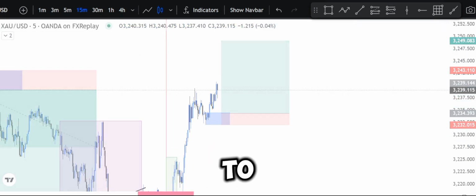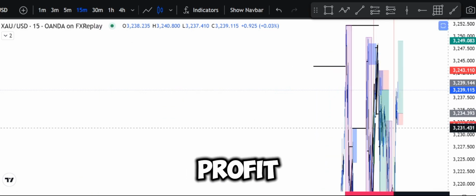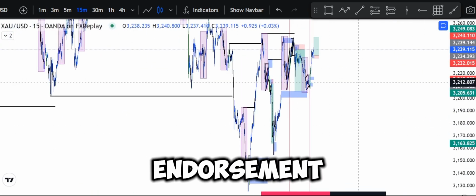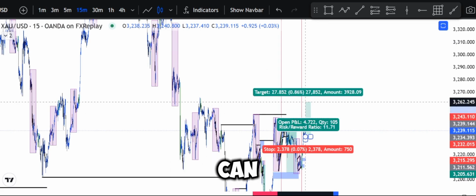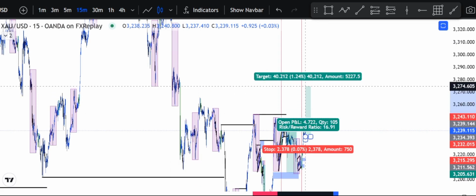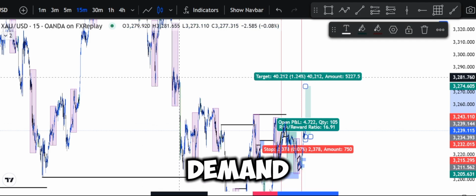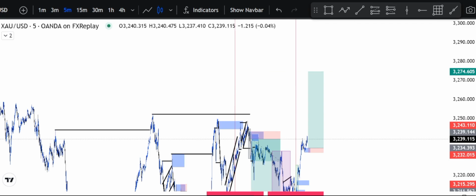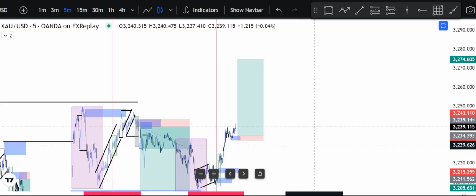Let's go to 5 minute to pick the best take profit we can get, because we are trading away from major inducement. If you can remember, we can take our TB up to this high or up to this demand. Let's say this demand. Let's go to 5 minutes and watch our trade.